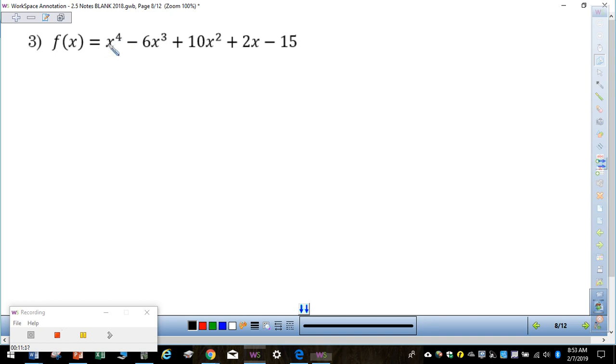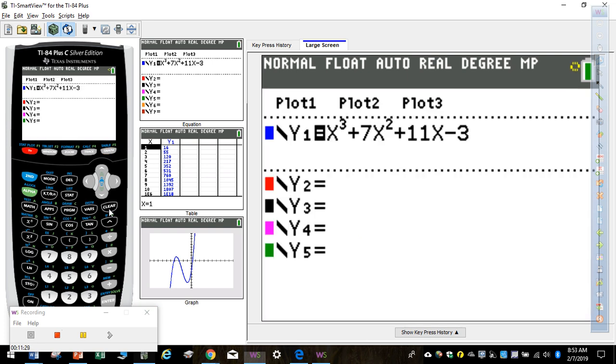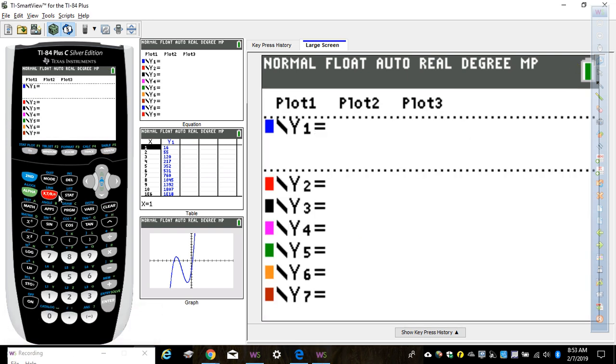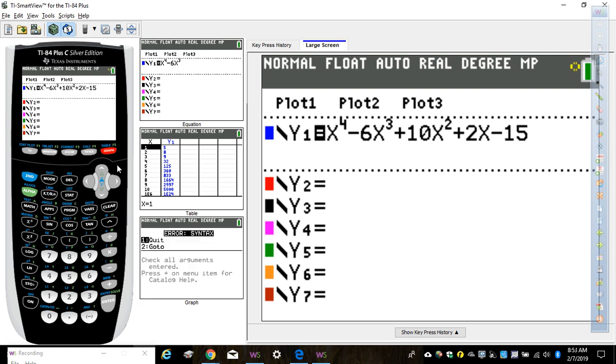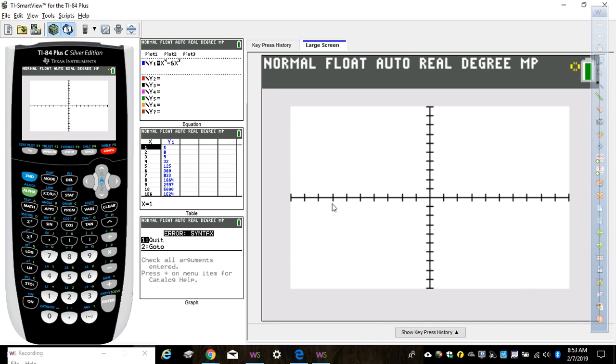All right, so this next one, the highest exponent we see here is 4. So let's make a note that our degree is 4. And so at the end of this, we should have 4 zeros. So there's really no way to factor something like this. So again, we're going to need to start by going to our calculator and typing this in. So we've got x to the 4th minus 6x to the 3rd plus 10x squared plus 2x minus 15. All right, so we're going to see what our graph shows.